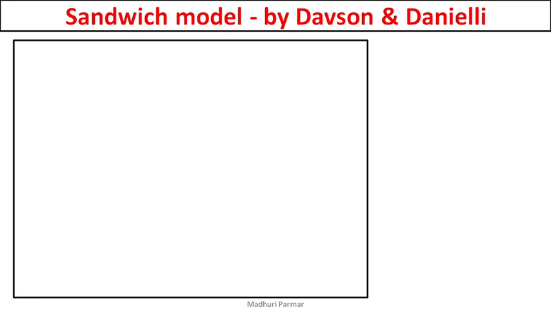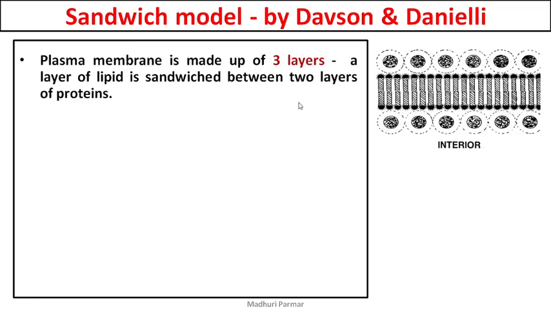The first model is the sandwich model by Davson and Danielli. They said the plasma membrane is made up of 3 layers, like a sandwich. You have 2 breads and in between you have some stuffing, right? So here also there will be 3 layers.